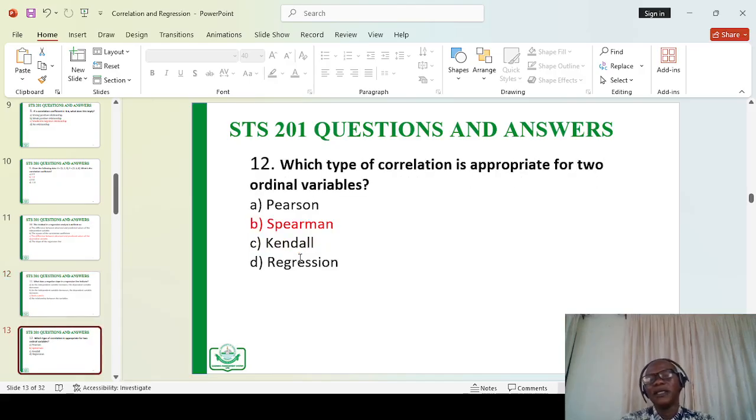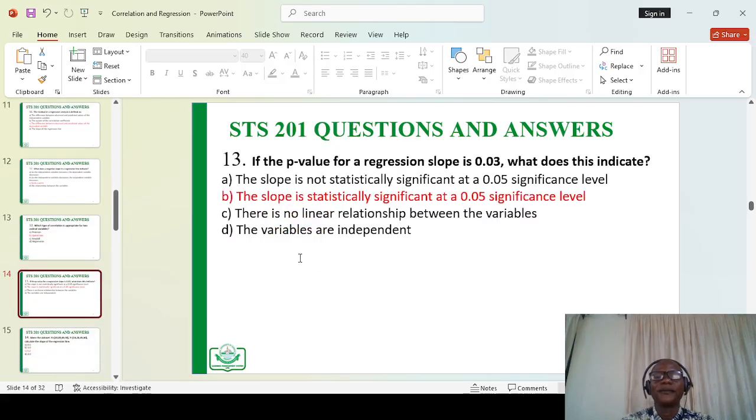Which type of correlation is appropriate for two ordinal variables? So make use of Spearman correlation. So B is the correct answer. If the p-value of a regression slope is equal to 0.03, what does this indicate? It means that the slope is significant at 0.05 because 0.03 is less than 0.05. So therefore it is significant. So B is the correct answer.